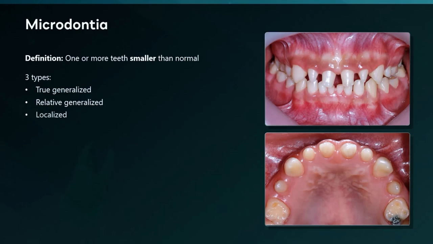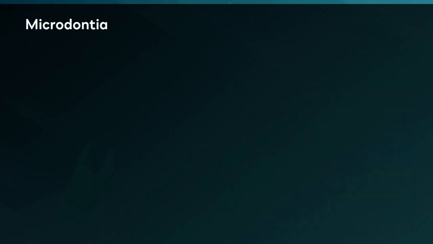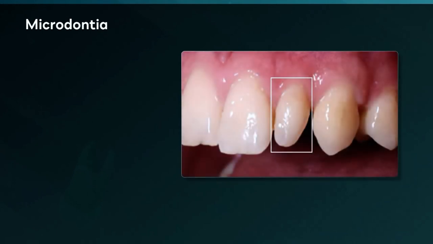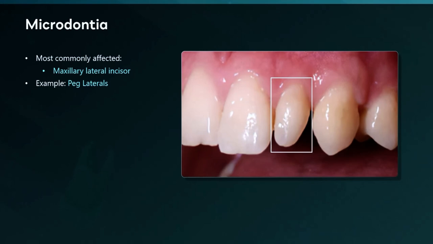And finally, we have localized microdontia. In this case, there is only one tooth that is smaller than the rest of the dentition. This picture represents a case of localized microdontia that affects the maxillary lateral incisor. This tooth is most commonly affected with this anomaly and is called the peg lateral, due to its smaller size compared to the adjacent teeth.